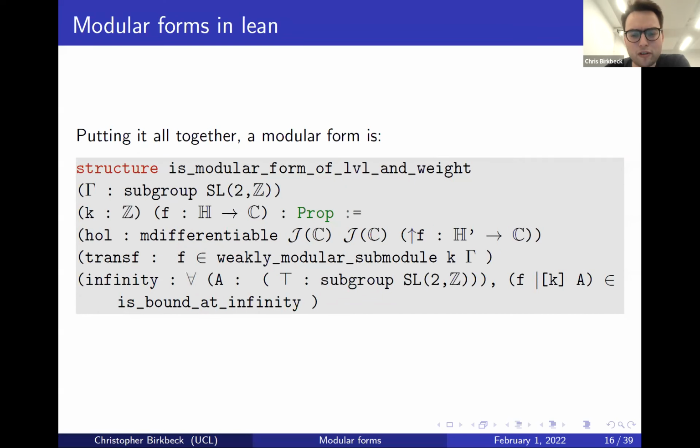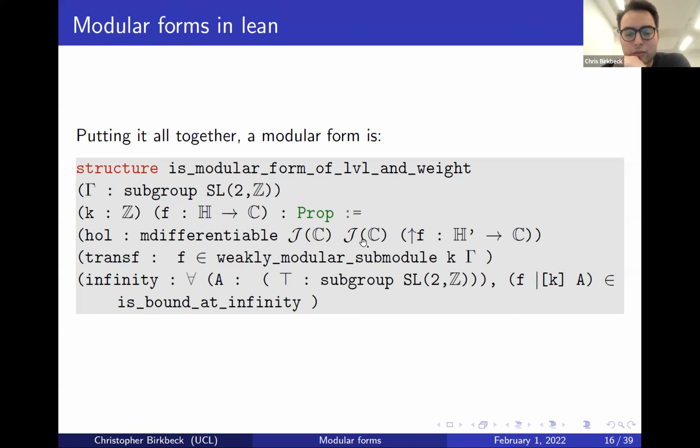If you put all of this together, you can define a modular form as a structure. So I want to define when a function from the upper half plane to the complex numbers is a modular form of level gamma and weight k. I give it my level, my weight and my function, and I want it to satisfy some property. This property is three things. First of all, Hol stands for holomorphic, so I want it to be M differentiable, so manifold differentiable.